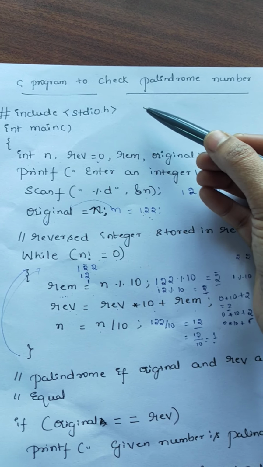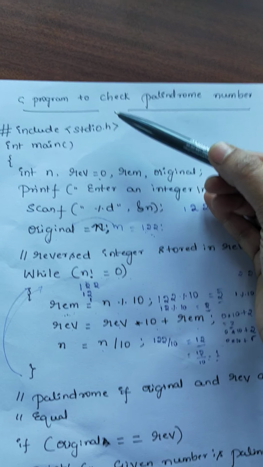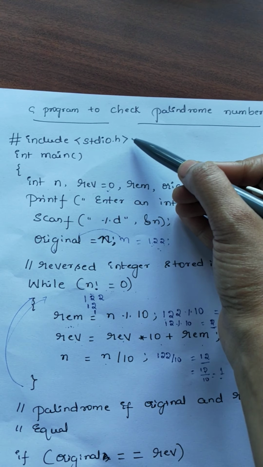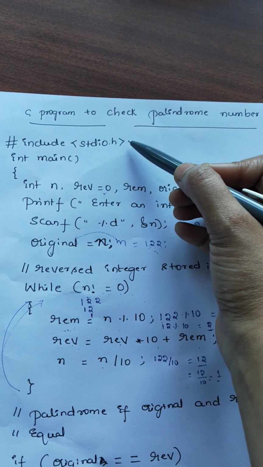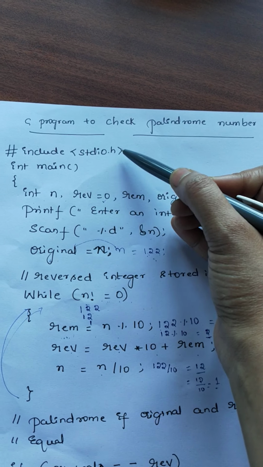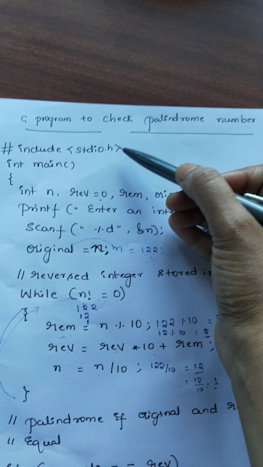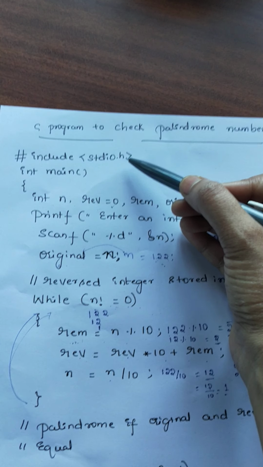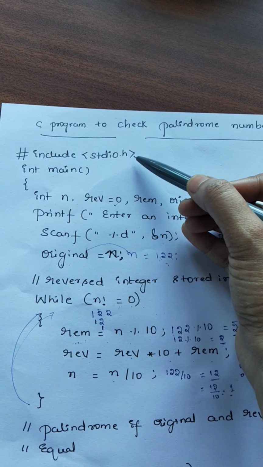Hello everyone, today I am going to discuss the C program to check whether the given number is palindrome or not. So the very first line is #include <stdio.h>. stdio.h is the standard input output header file and it supports the printf and scanf functions in the program, and #include <stdio.h> is the preprocessor directive.